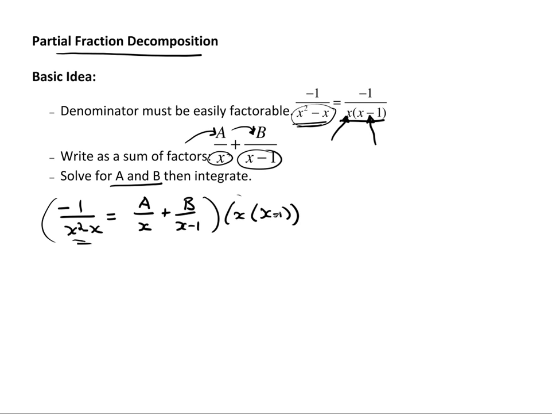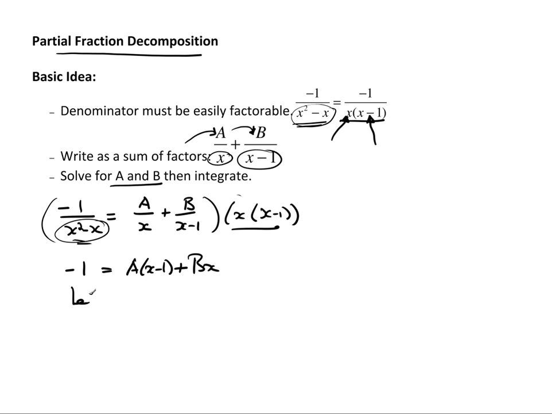When I distribute it, it's going to cancel here and leave me with an x, so I'm going to end up with bx. And over here, the x will cancel, so I'm going to end up with a times x minus 1. And over here, I'm going to end up with just a negative 1, because all of this will cancel with this. So now I have it set up in an equation that I can actually solve.